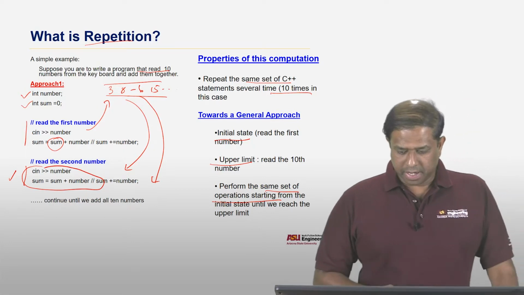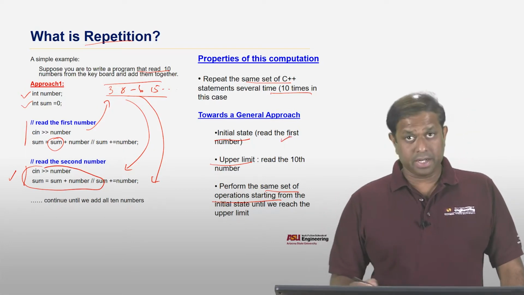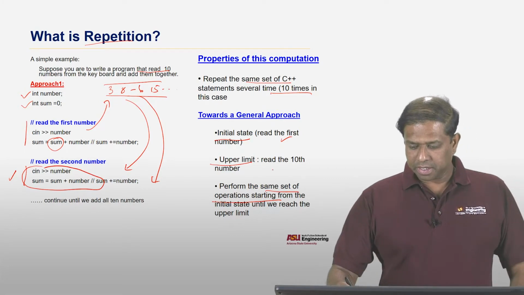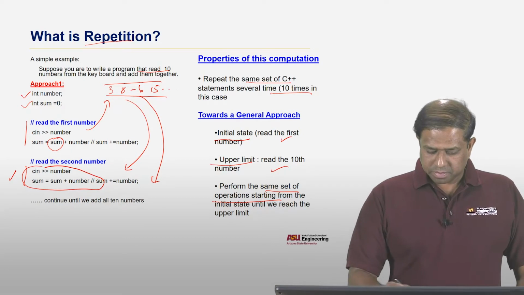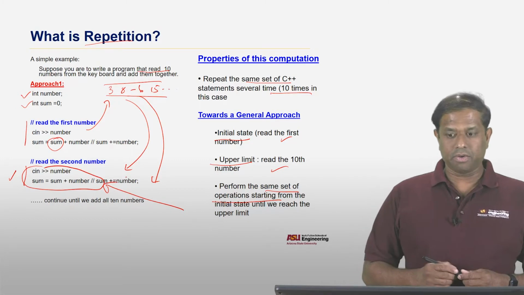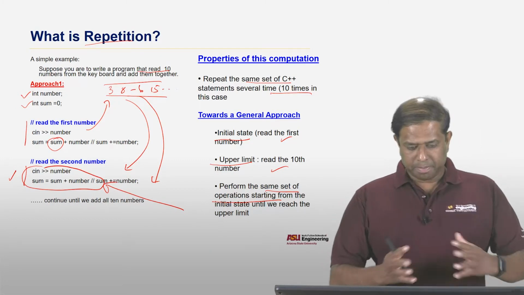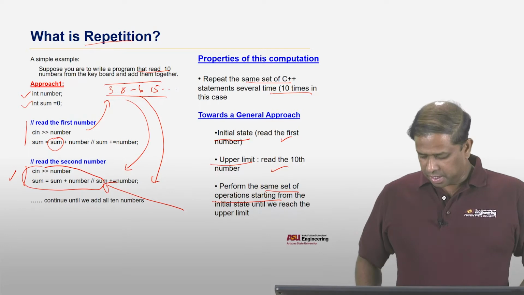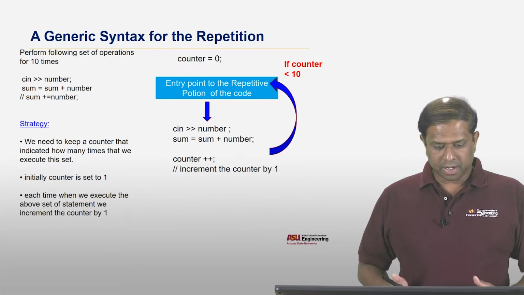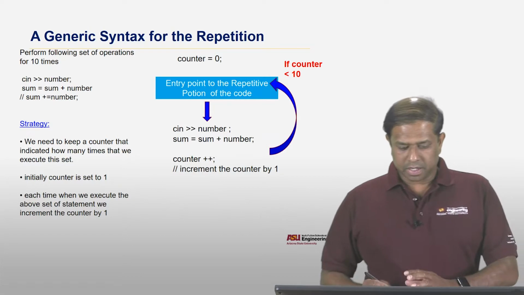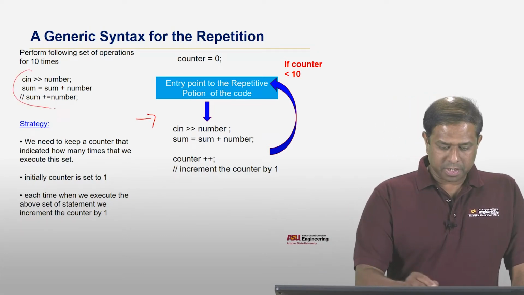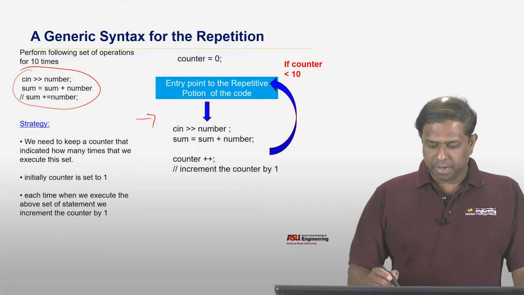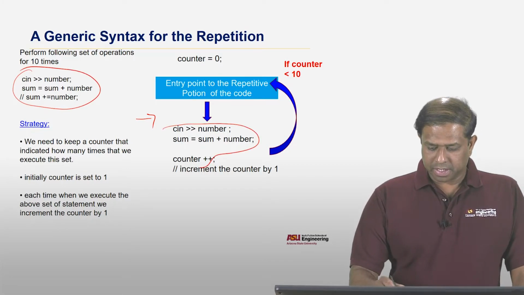In this particular case, reading the first number is the initial state, and reading the 10th number is the upper limit, the stopping condition. Repeating this set of operations is what will be repeated over and over again. So if we put this type of construct in a more structured way, we can write it down something along this line, where we have a set of operations that will be repeated inside a box like this.